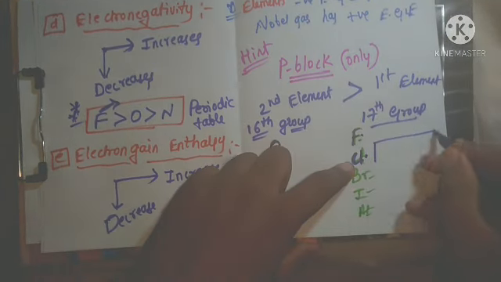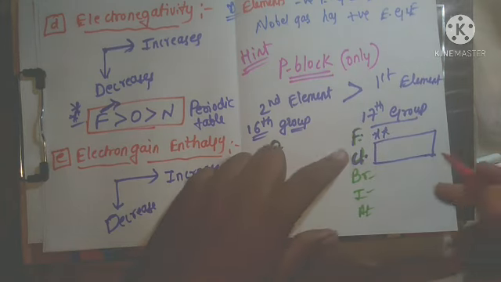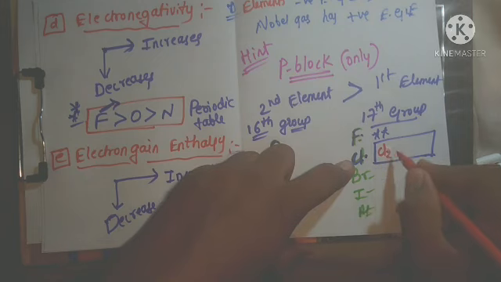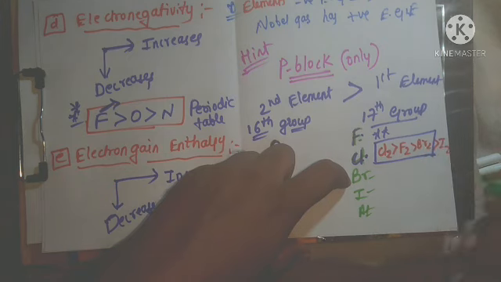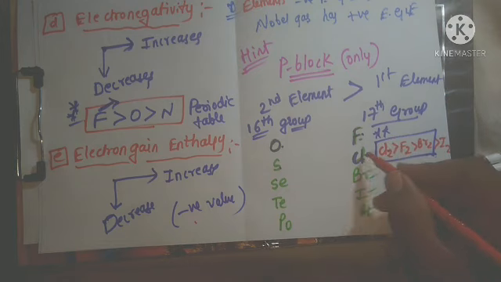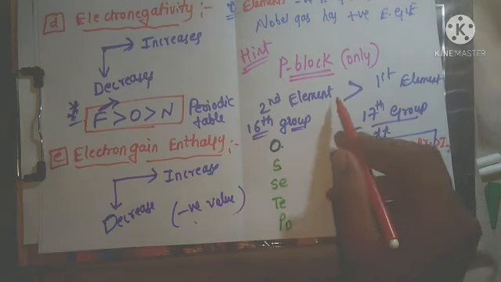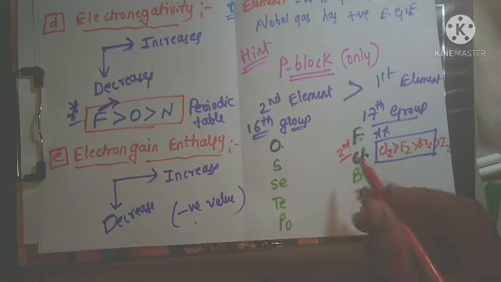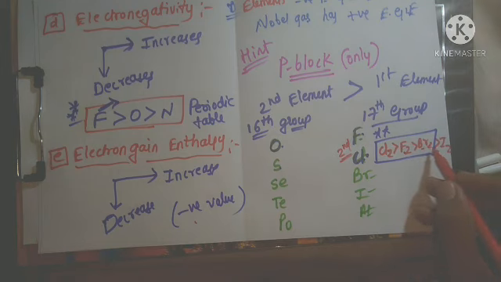Therefore for the 17th group the order is very important. The order of electron gain enthalpy for the 17th group is: chlorine has more electron gain enthalpy than fluorine, then bromine and iodine. Means you have to take the reverse order. Hint for p block elements: the second element has more electron gain enthalpy than the first element. Here the second element is chlorine, therefore it has more electron gain enthalpy than fluorine. Next fluorine, then bromine, then iodine. This is the order: chlorine, fluorine, bromine, iodine for electron gain enthalpy.